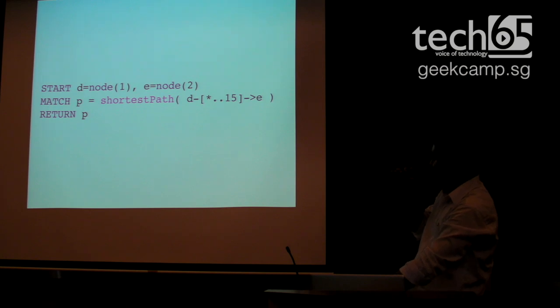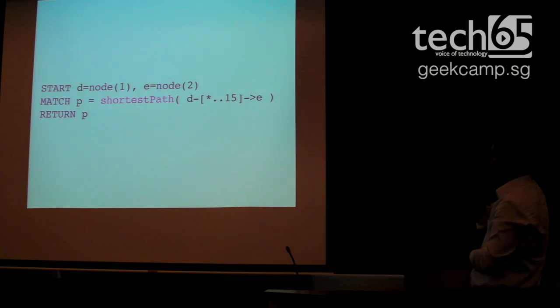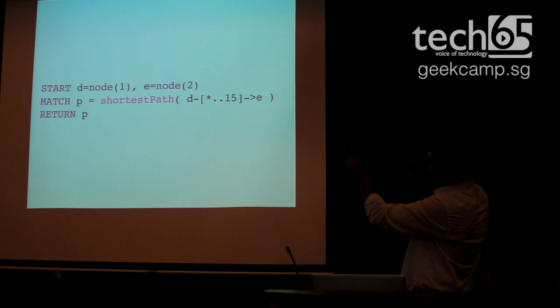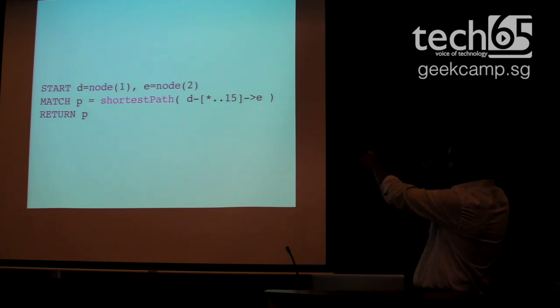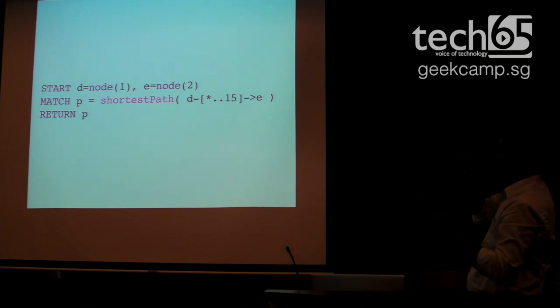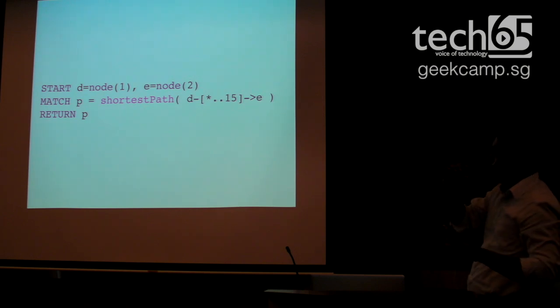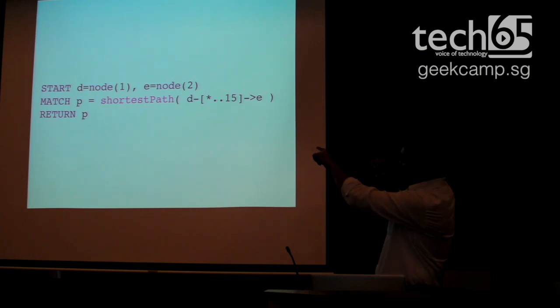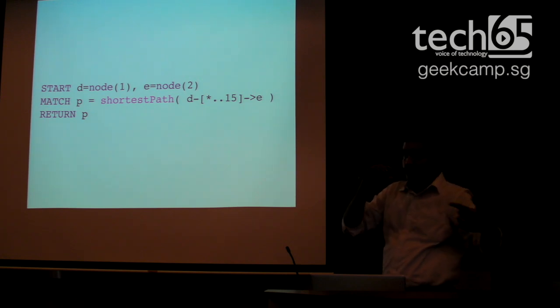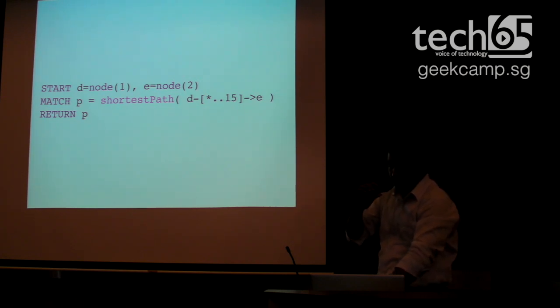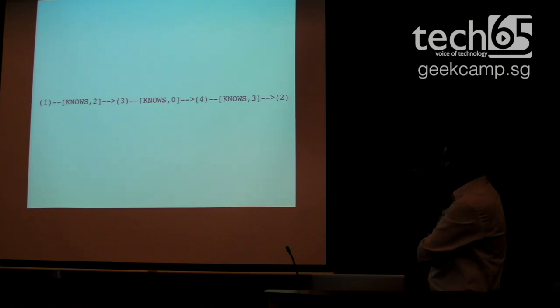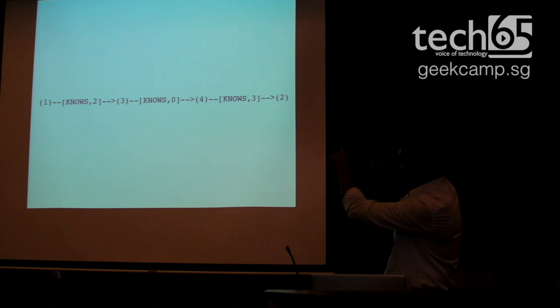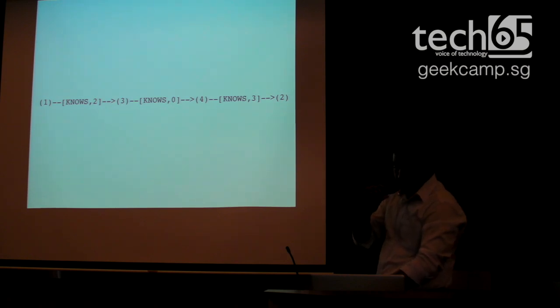You already saw the shortest path example, but this is how it looks a little bit clearer. So starting at either node 1 or node 2, which I'm storing as variables D and E, I'd like to find the shortest path between D and E. The star to 15 basically means that we should have a maximum of 15 hops. And what we get back is not a node, it's actually a path, which is a collection of nodes and relationships. So when you run this query, you could get back something like this. That represents a path, and the greater than signs represent direction.